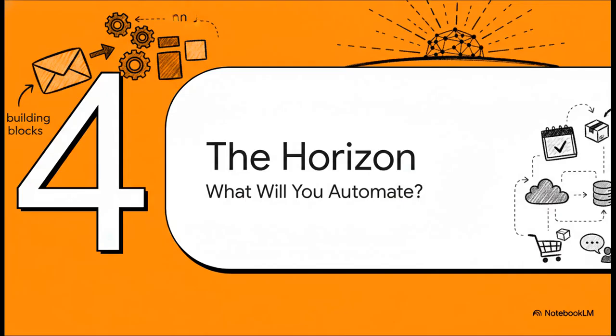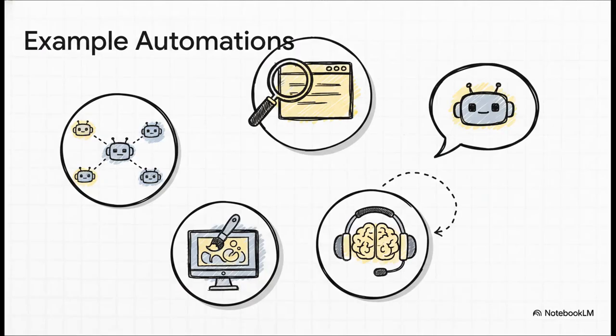Look, building that email agent, that's just scratching the surface. It's like level 1. Once you really get these core building blocks down, a whole new horizon of possibilities just opens right up. So the real question isn't, can I do it? It's, what am I going to automate next? I mean, think about it. You could build an AI research agent that scours the web for you and summarizes the news every morning. Or maybe a Slack bot that handles all the common questions for your team so they can focus on bigger stuff.